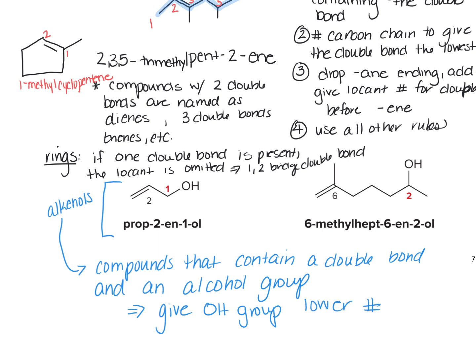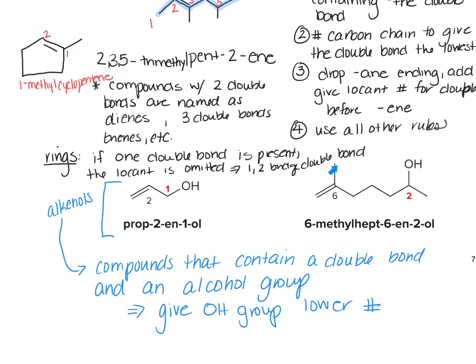So if we look at this, for example, this is prop-2-en-1-ol. So when we do this, we say, look, there are 3 carbons here, 1, 2, 3. And we could have numbered 1, 2, 3, but we need to give the alcohol the lowest number. The locant for the alcohol goes in between the double bond suffix and the alcohol suffix.